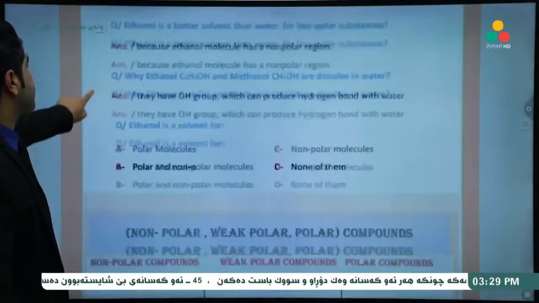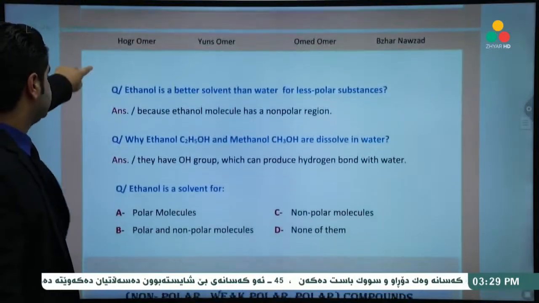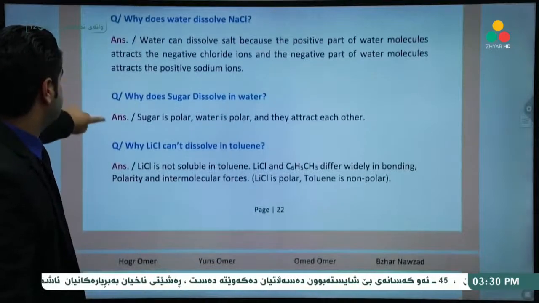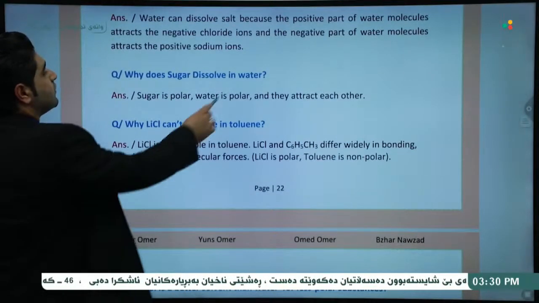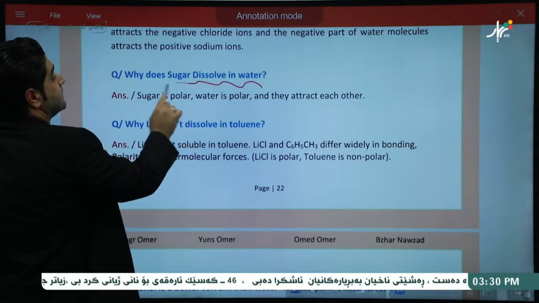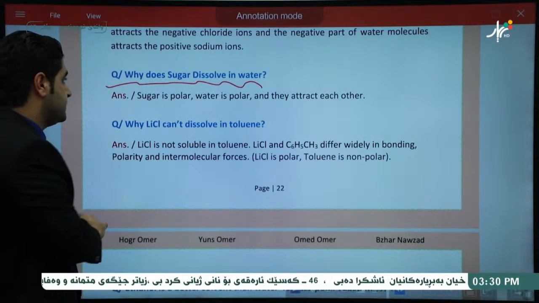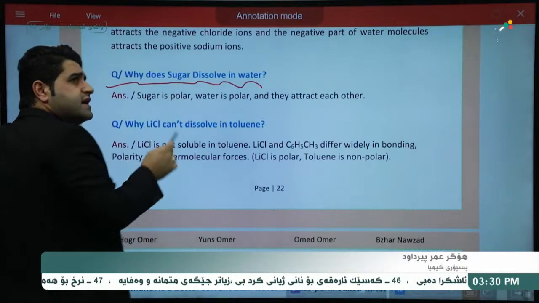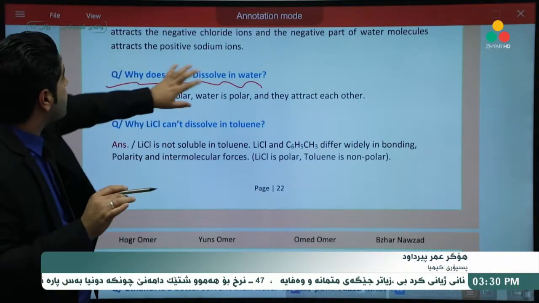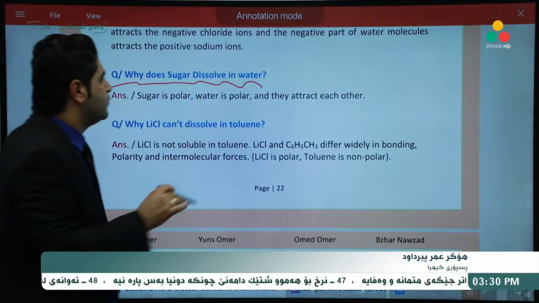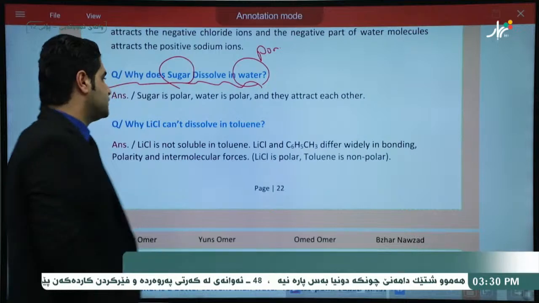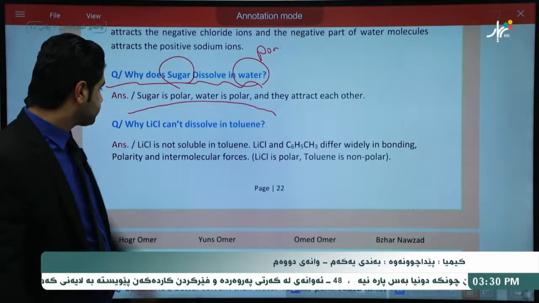Now, let's answer some questions about that. Okay, here is good. Why does sugar dissolve in water? Immediately we have to mention polarity. Well, I don't know whether sugar is polar or not, but the question says it dissolves. So it means both must be polar or both non-polar. We know that water is polar, so sugar is polar also, because both are polar.